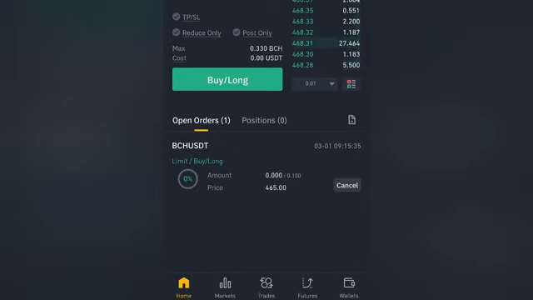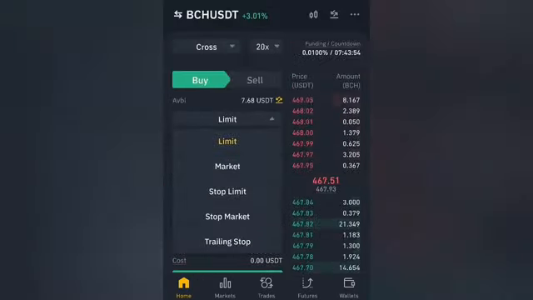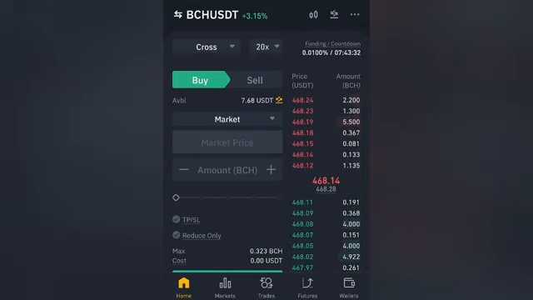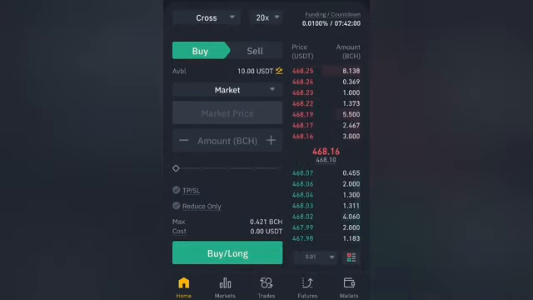Now the reason why it's like this is because I am on the limit tab. But if I click on market and I want to execute my trade instantly, I would have to click on market. As you can see, I cannot select my price at which I want to buy. It will just buy from the existing order book to select the best available offer and just give it to me. Let me show you something now.